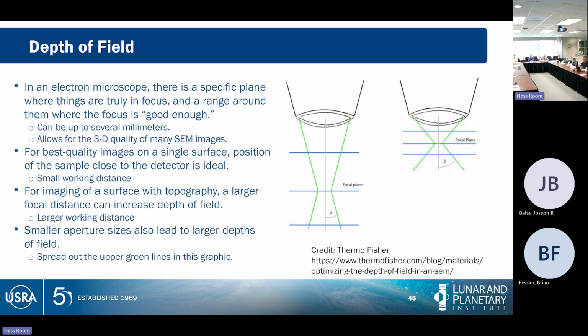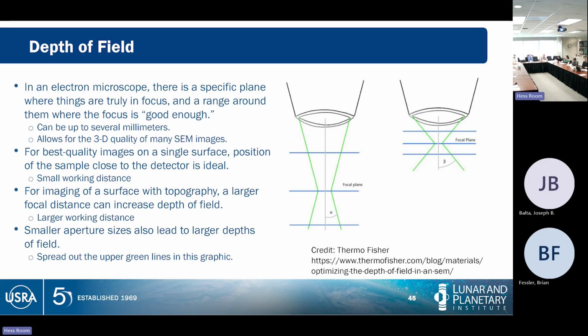In an electron microscope, there is a specific plane where things are perfectly in focus, and then there's a range around it where the focus is good enough. You saw this on some of those rough surface images just a second ago, where there's not a single plane that's in focus. You can see the whole sample. This can be up to several millimeters if you need it to be. So a truly moderately rough sample can be imaged in SEM. This allows for the 3D quality of many SEM images.